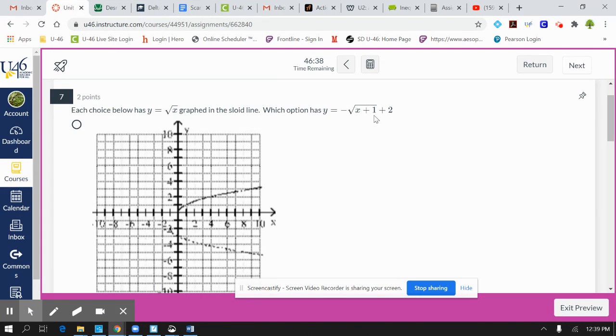Okay, transformations. So radical x is this solid line, this graph, though it's a bad photocopy. And there are 3 transformations. First of all, to the left one; this negative sign flips it upside down, and this +2 raises it up 2. So, for instance, this ordered pair would go to the left 1, it would flip upside down, and then it would go up 2.